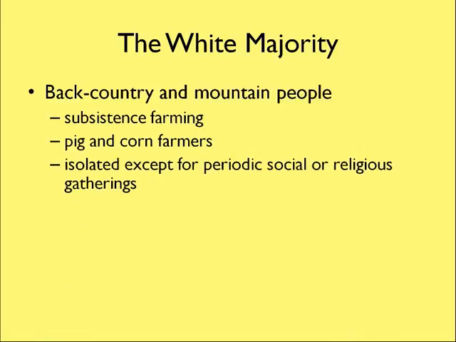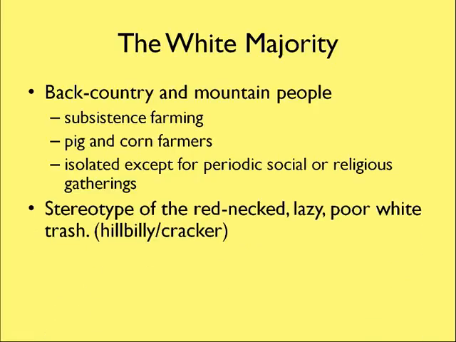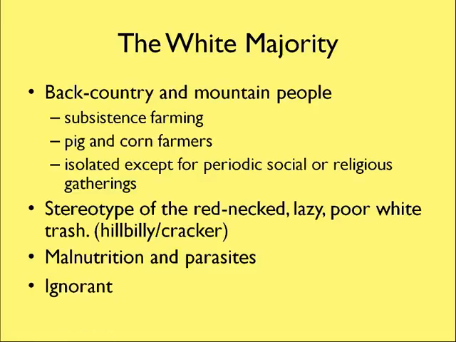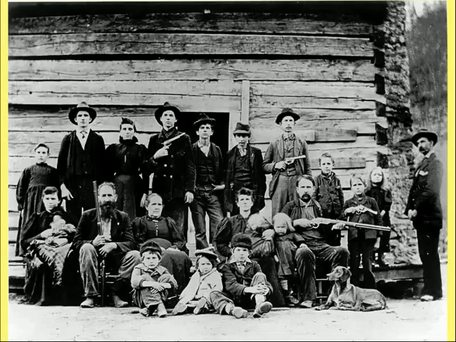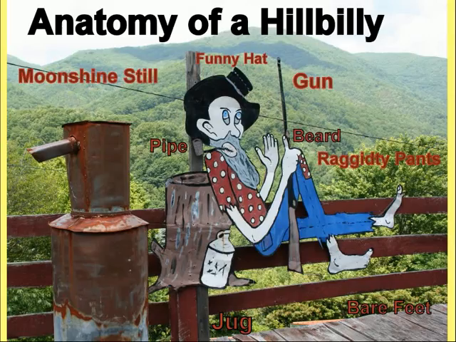Now, what about this white majority? Okay, most of them are sort of backcountry mountain people. They're subsistence farmers. They're that Thomas Jefferson idealized yeoman farmer who's on his own and doesn't need anybody else, and they're quite proud of that. They're stereotyped, and they suffered often from malnutrition and parasites, and they were ignorant but not stupid. They were just uneducated, many of them illiterate, couldn't read or write, and very much isolated and alone sort of people. And the stereotype, but there's some truth to this. The gun is necessary to defend yourself.